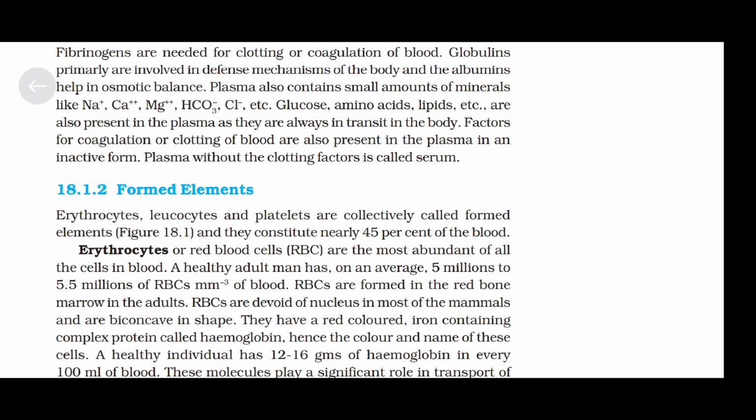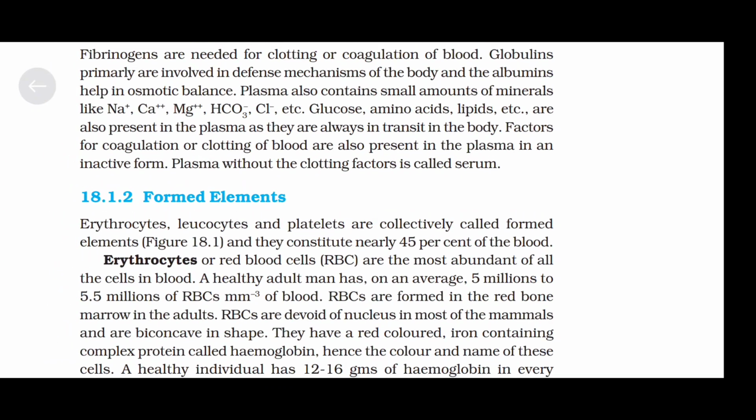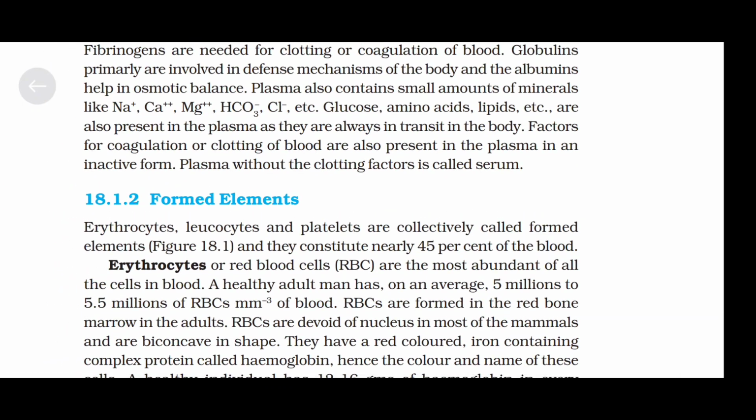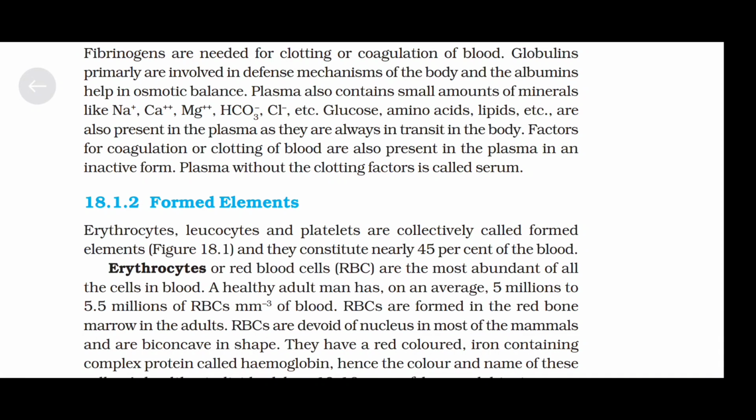Plasma also contains small amounts of minerals like Na+, Ca2+, Mg2+, HCO3-, Cl-, etc. Glucose, amino acids, lipids, etc. are also present in the plasma as they are always in transit in the body. Factors for coagulation or clotting of blood are also present in the plasma in an inactive form. Plasma without the clotting factors is called serum.